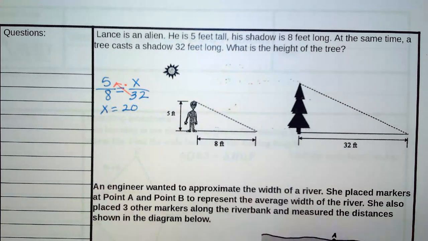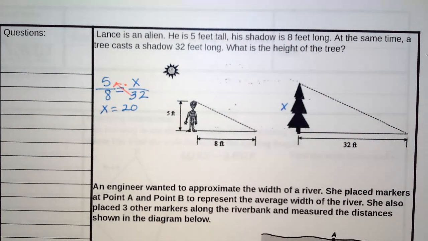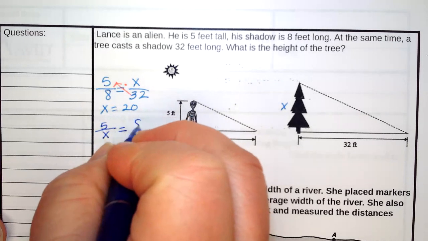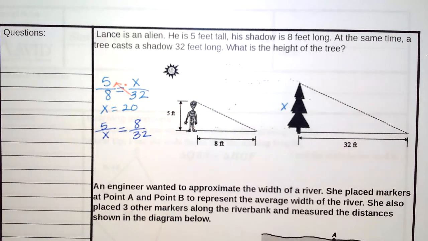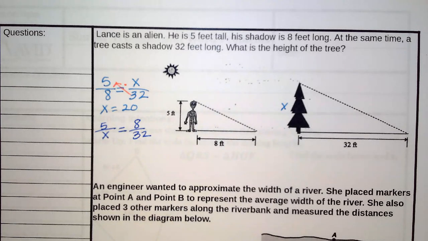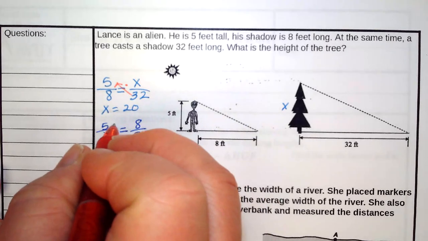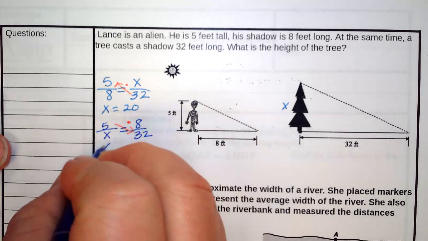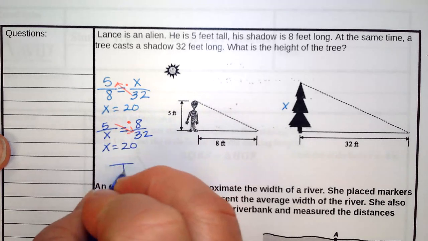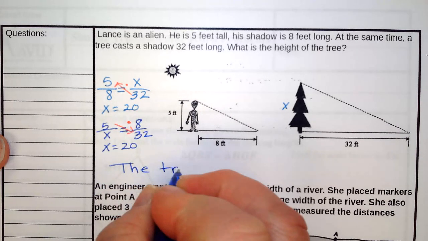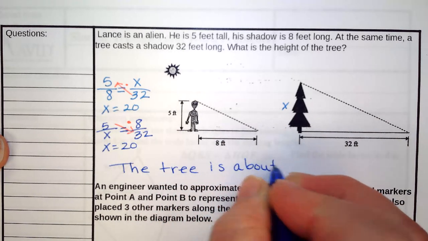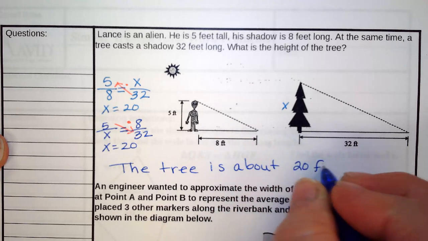To go from tree to tree, this is what we're looking for. 5 over x is equal to 8 over 32. 8 is 1/4 of 32, so 4 times 5 is what we're looking for. We multiply and then divide. Once again, x is equal to 20. The tree is about 20 feet tall.